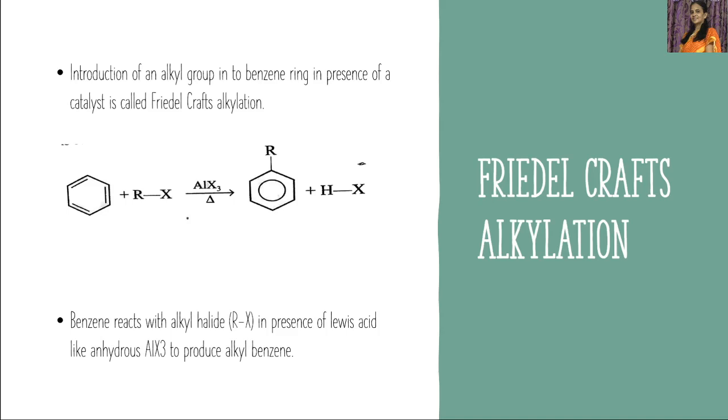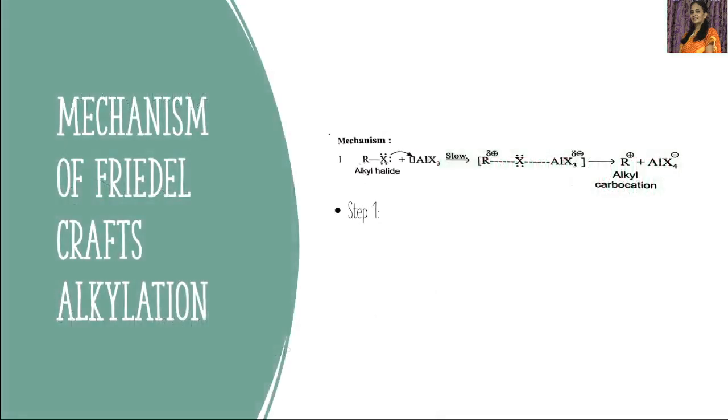So H plus and X minus in the form of HX is produced as another product of this reaction. This is known as Friedel-Crafts alkylation reaction. In Friedel-Crafts alkylation reaction, benzene combines with alkyl halide in presence of AlX3, a Lewis acid, to form alkyl benzene. Now let's see its reaction mechanism.